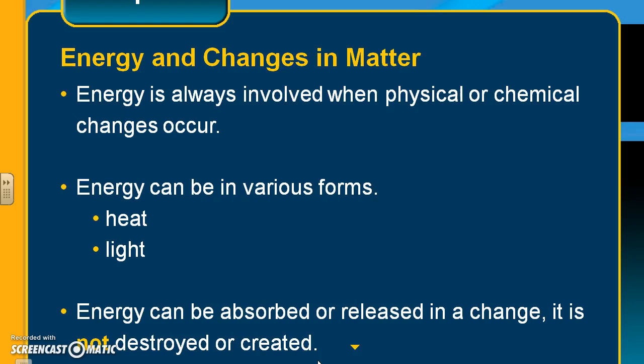Energy and changes in matter. So one of the evidence of a chemical reaction is energy, either being released or absorbed, and we'll show both of those tomorrow. Energy is always involved when physical or chemical changes occur. So energy can be seen as heat, light. Energy can be absorbed or released in a change.